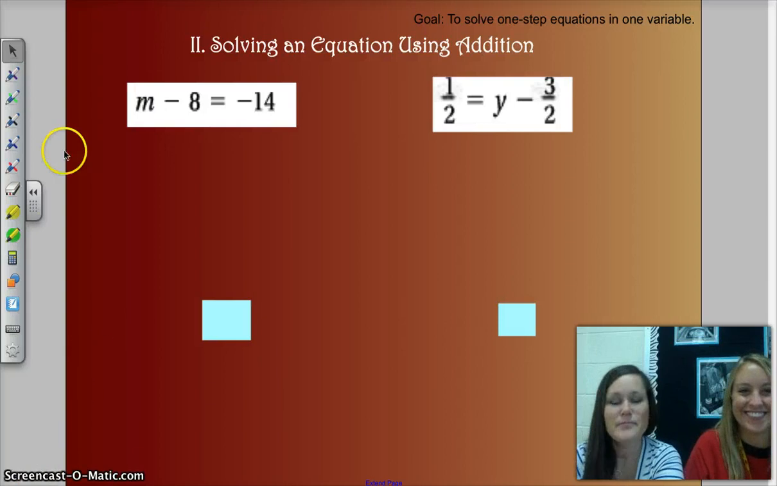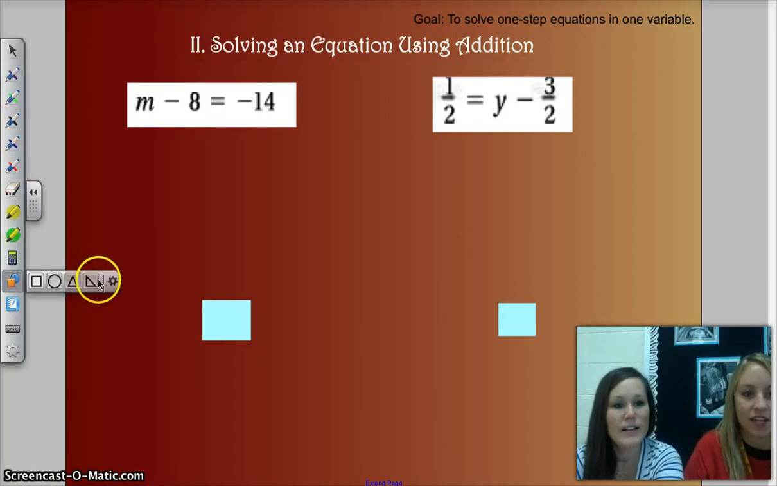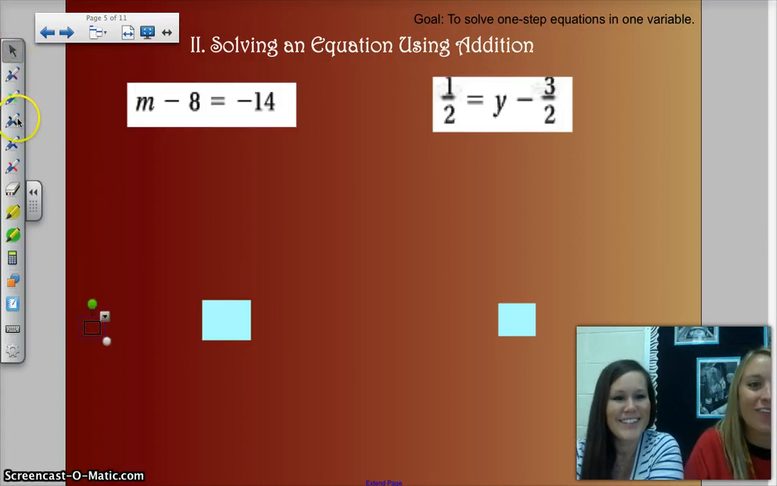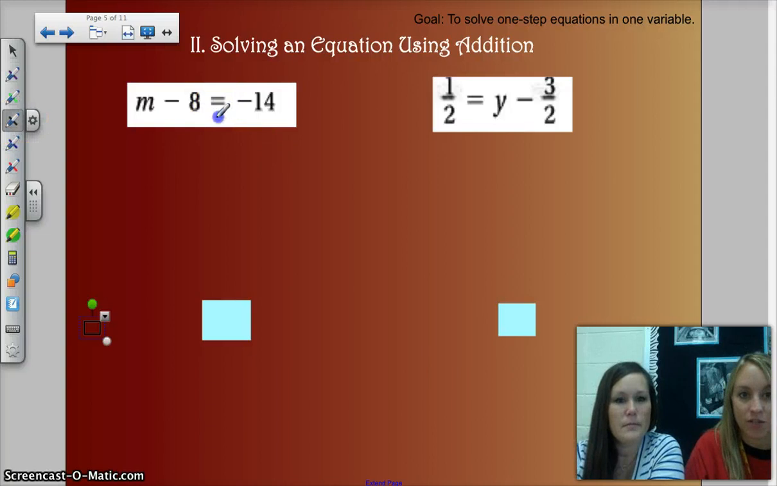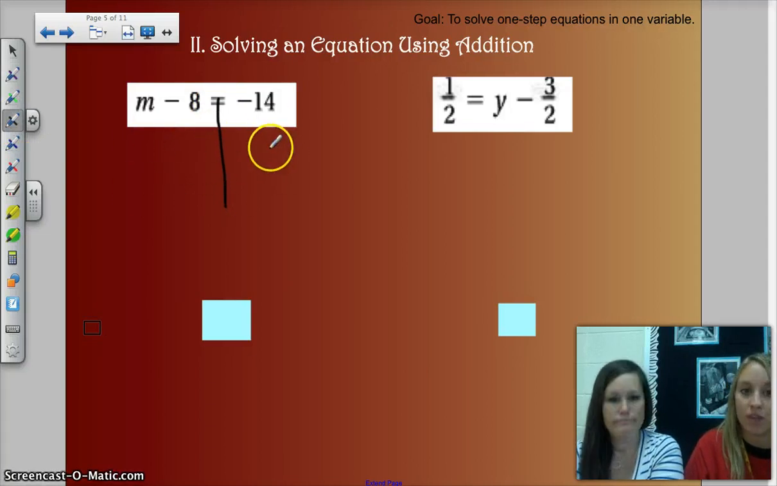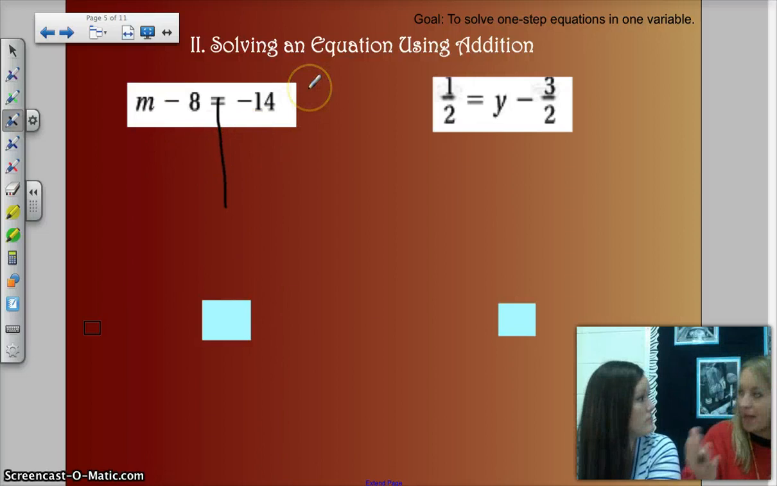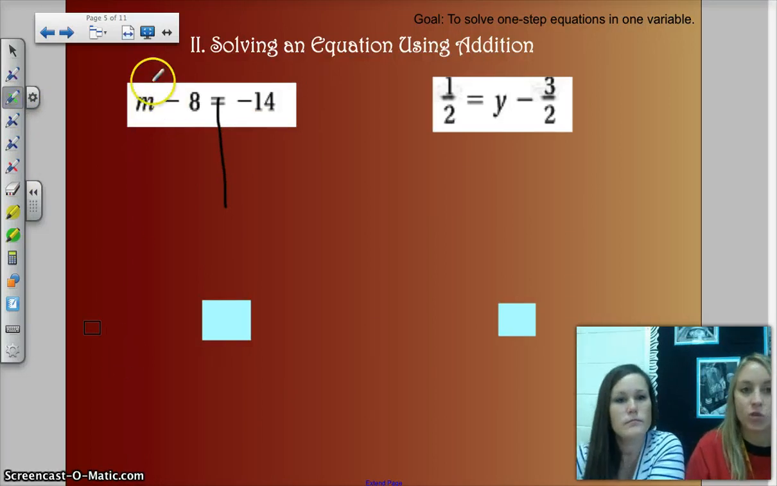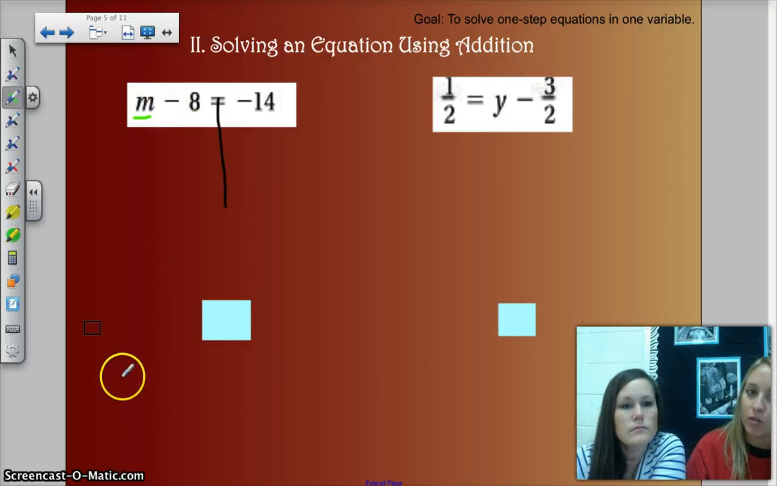Hi. Hopefully you have some answers. One thing that some people think is helpful is if you make a straight line down right here, showing that what you do on one side, you do on the other. So you just have to balance that. It's like a seesaw. Okay, so we're trying to get the m alone, trying to get the variable alone.